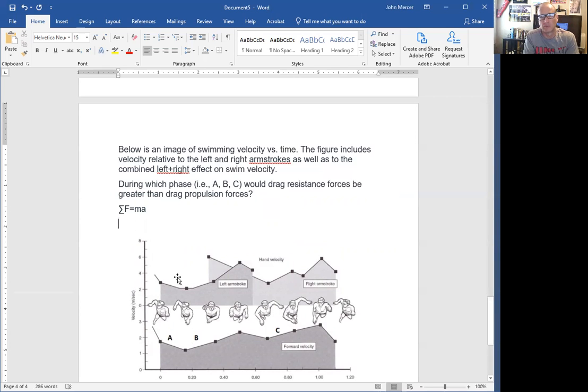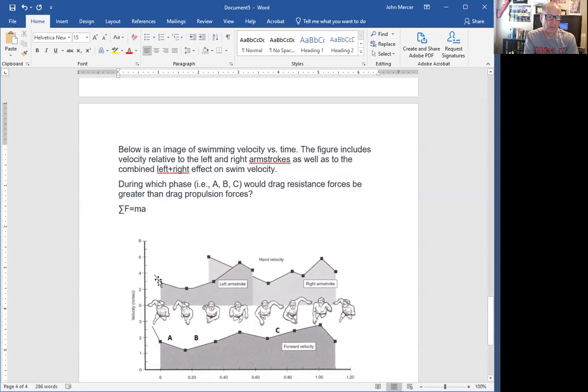So in the way that I've set this up in class, we're really dealing with two forces, drag resistance and drag propulsion. Propulsion is actually pushing the swimmer in the direction of movement. The resistance is opposing that. Those two forces add up to mass times acceleration. Mass of the swimmer times the acceleration of the center of mass of the person.